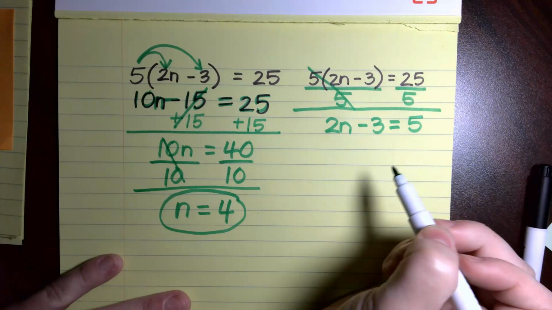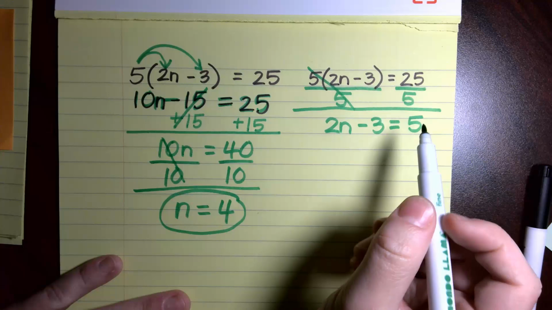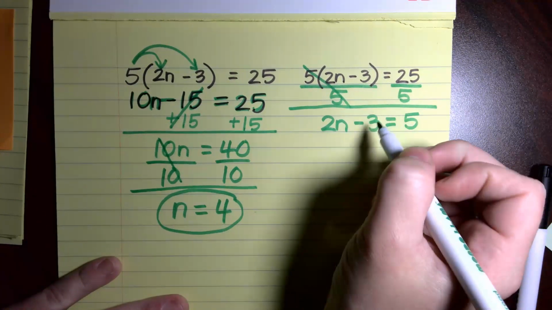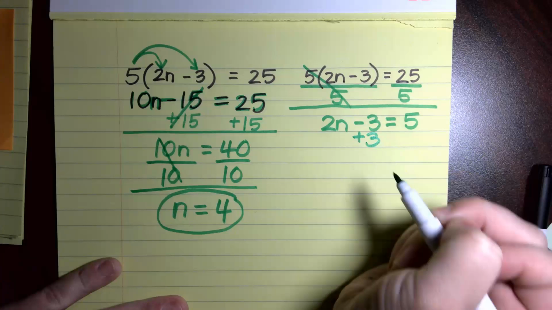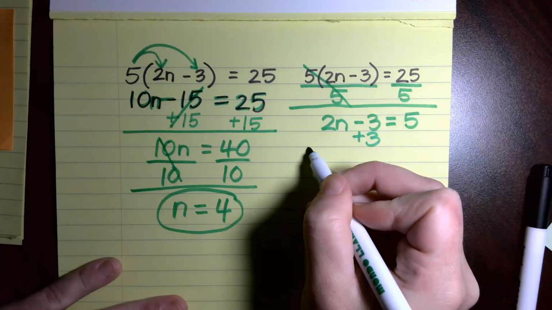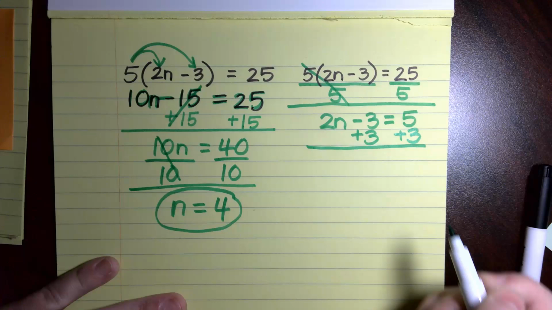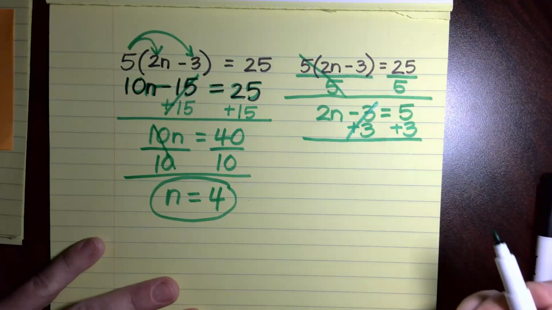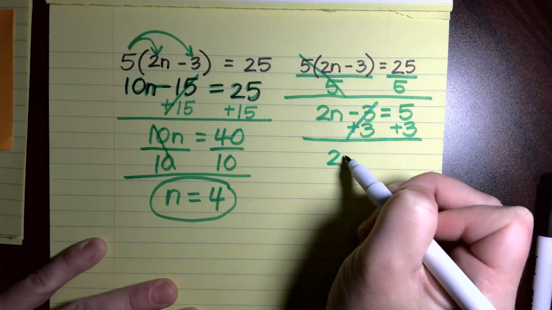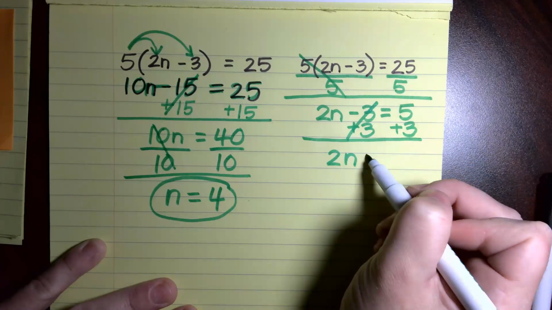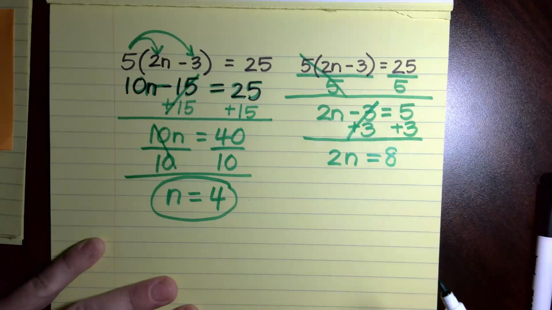Divided by 3. Dividing by 3? I mean, adding. Yes, we're adding. Very good. Okay, so plus 3, where else am I adding 3? Under the 5. Good. All right, my 3's are going to cancel. Then I'm left with 2 times n on this side. And on my other side, 5 plus 3 is 8.